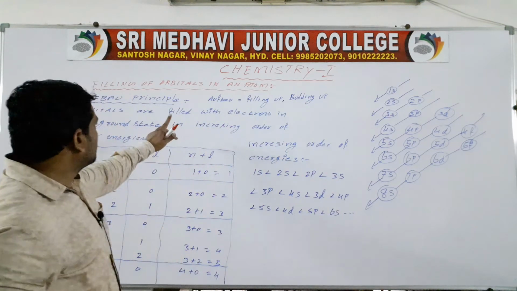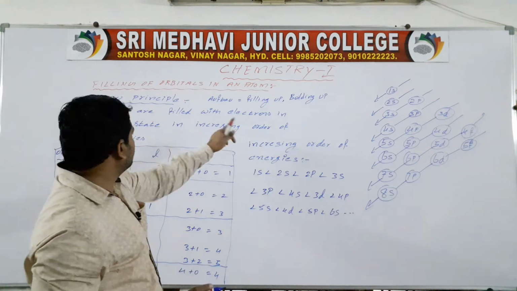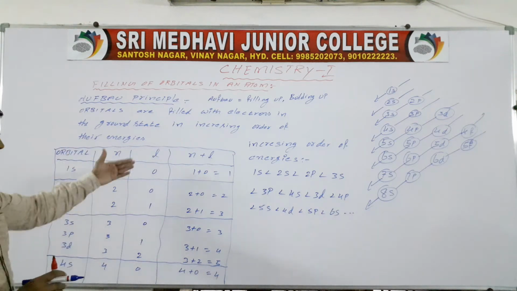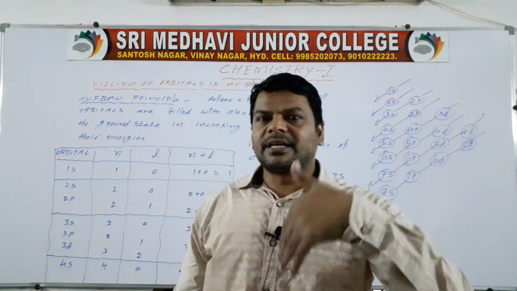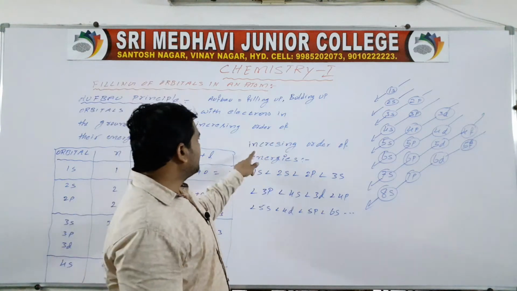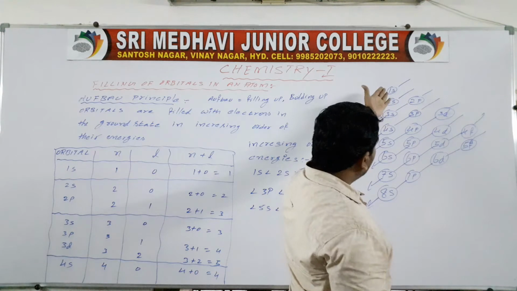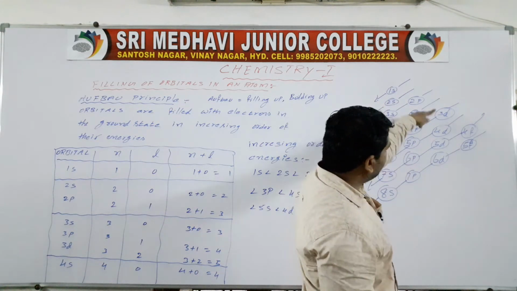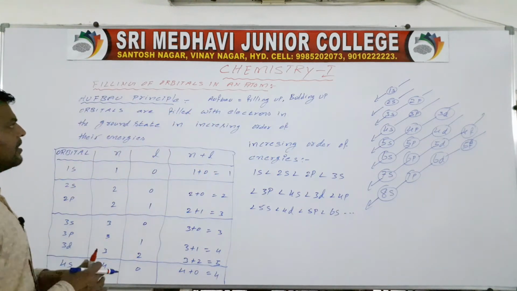Building up. Orbitals are filled with electrons in the ground state in increasing order of their energies. This is the way: orbital, n value, l value, n plus l value. If the n plus l value is the same, then electrons enter the lower energy level first, the higher energy level next. This is the increasing order of energies: 1s, 2s, 2p for s orbital, next for p orbital, for d orbital, for f orbital. So this is the filling of orbitals in an atom.